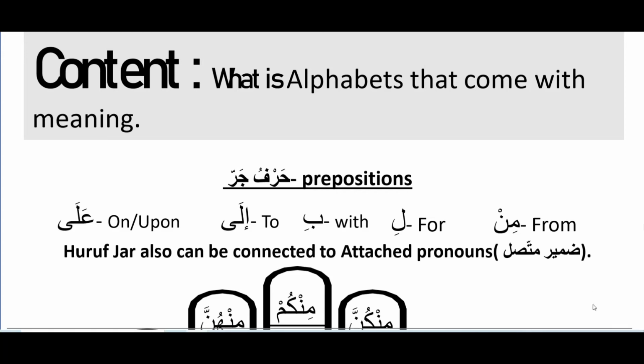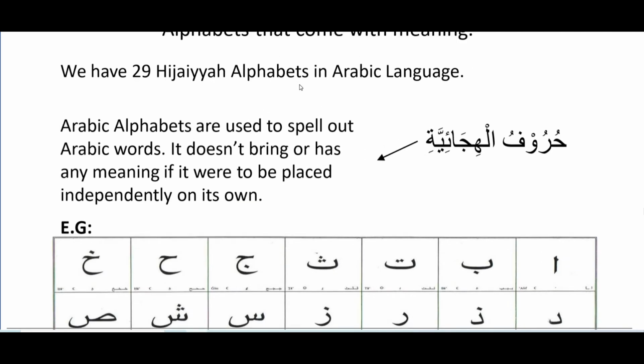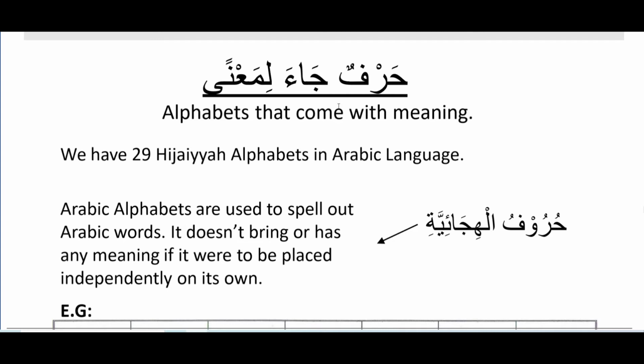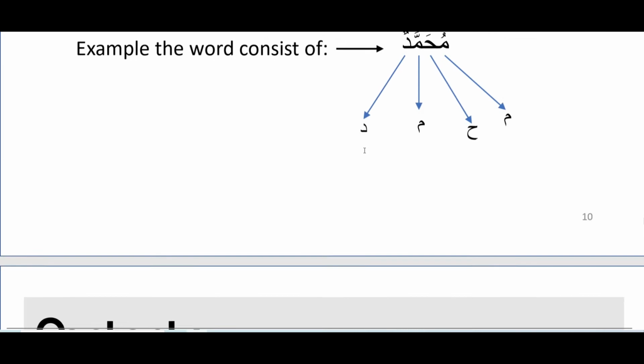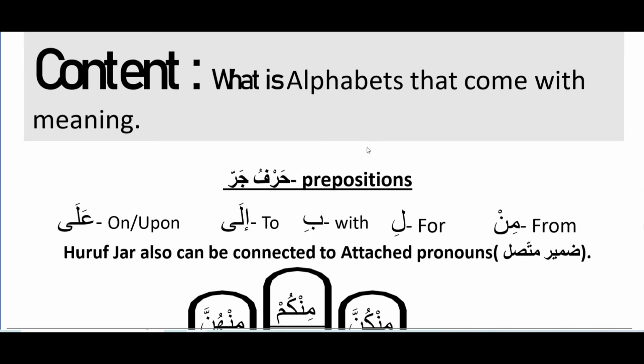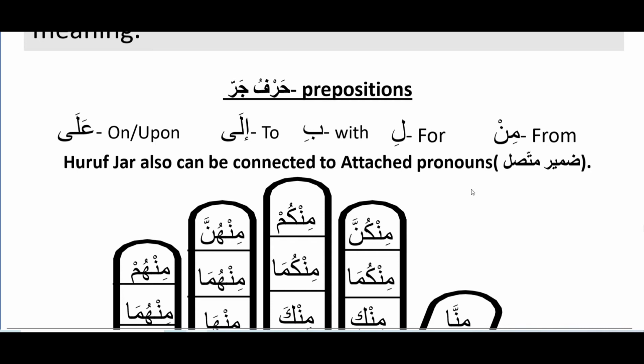Going back to our lesson from our last session, we discussed huruf hijaiyah. The thing is that the harfun ja' li ma'nan, the huruf that come with meanings, right? So for this session we will continue where we left off, which is the alphabets that come with meaning. So we have the prepositions we discussed last week: min, ila, an, ala.